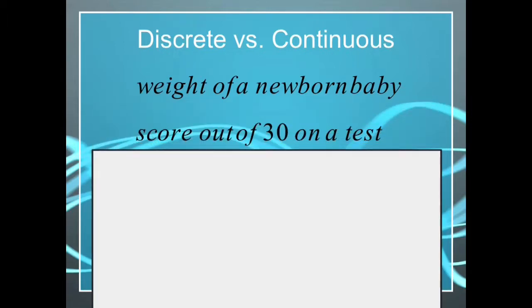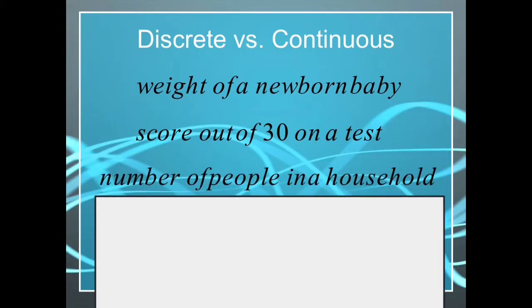The score you got out of 30 on a test. This is discrete because generally you're going to get a whole number. You're going to get 10, 20, 25, or even 30 on the test. You're not going to get 20.1, 20.2, 20.3 points unless there's a very weird scale. So generally, this is a discrete variable. The number of people in a household is again going to be discrete because you have a whole amount of people, right? You have 2 people, 3 people, 5 people. Generally, you're not going to have 3.5 people because you can't have half a person.